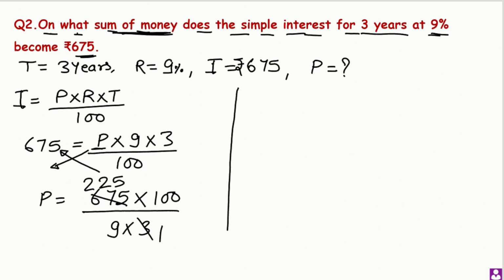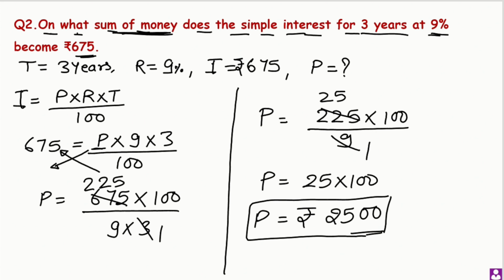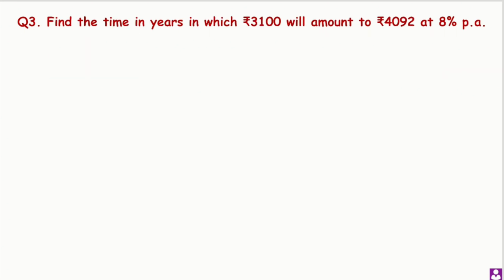Now the rest of the values are 225 times 100 over 9. Now 9 times 1 is 9, 9 times 2 is 18, so 9 times 5 is 45. So P equals 25 times 100, which is rupees 2,500. So on this principal amount, the interest will be 675 in 3 years at a rate of 9%.